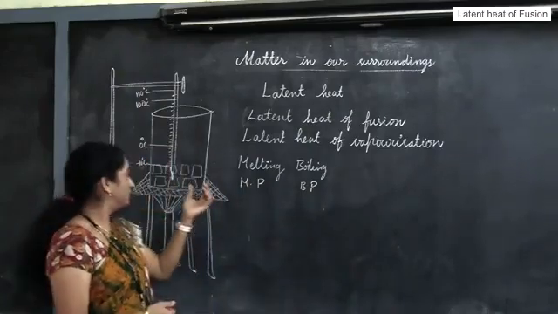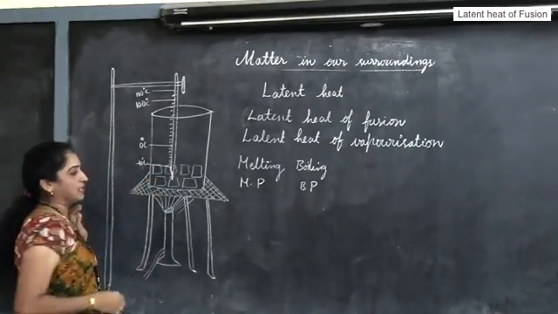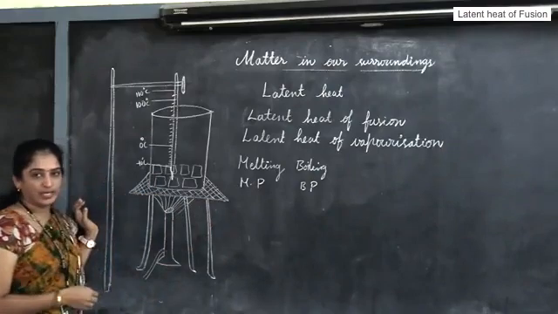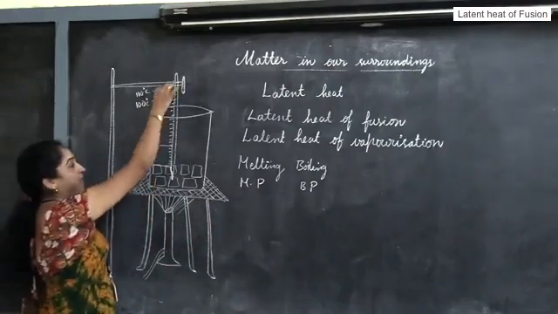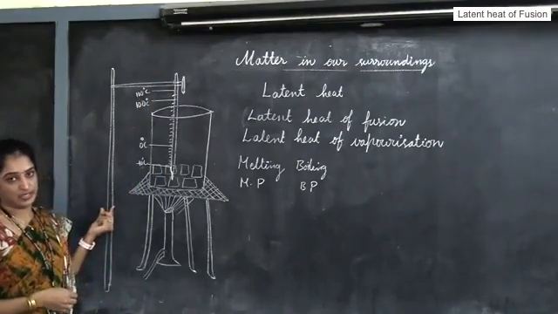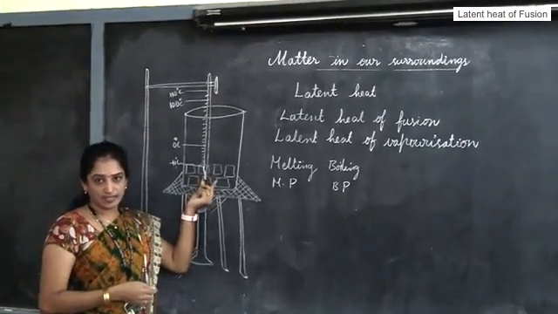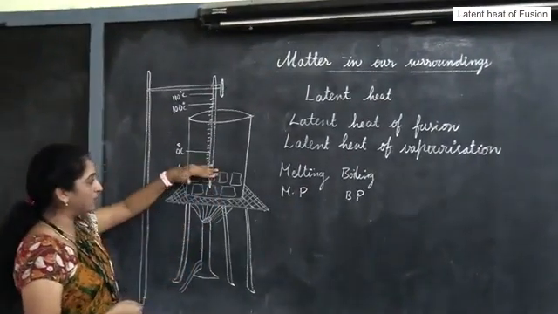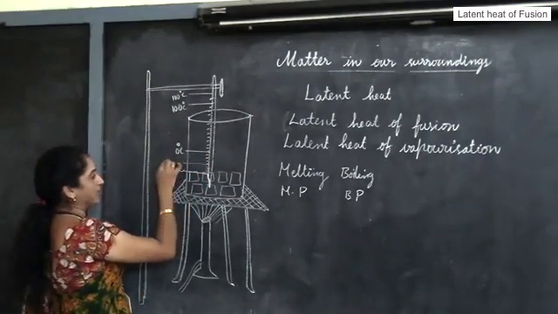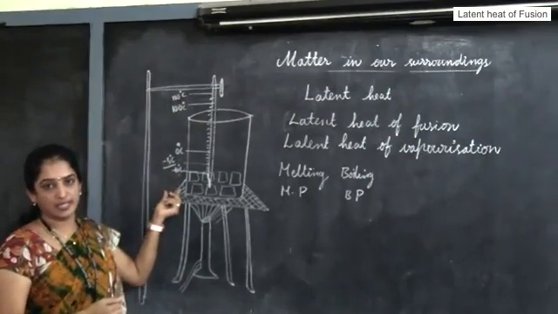So you know this activity. Take some ice cubes in a beaker and place it on a tripod stand with the help of a wire gauze, and suspend a laboratory thermometer into the beaker with the help of a rigid stand. Now first note down the temperature of the ice cube. Definitely it is below 0 degrees centigrade. So let us assume minus 5 degrees centigrade.